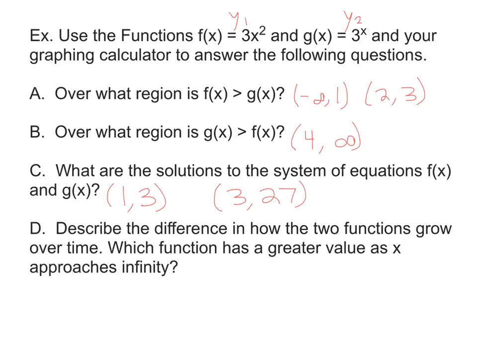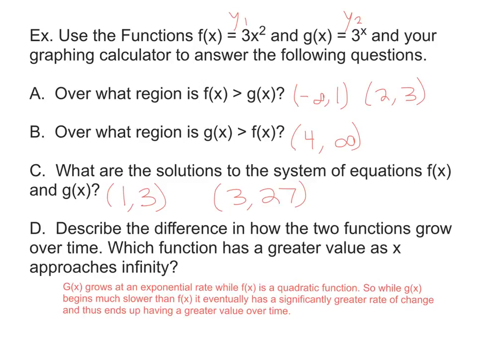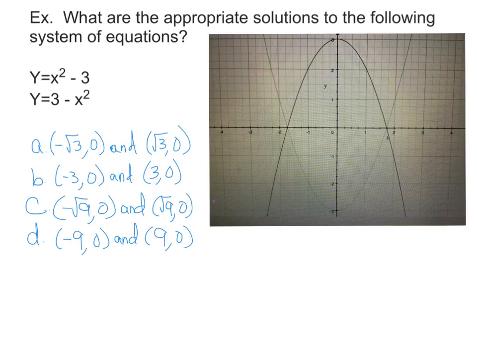And then the last one says, describe the difference in how the two functions grow over time. Which function has a greater value as x approaches infinity? My answer is that g(x) grows at an exponential rate, while f(x) is a quadratic function. Very important to answer in this way. While g(x) begins much slower than f(x), it eventually has a significantly greater rate of change and thus ends up having a greater value over time.